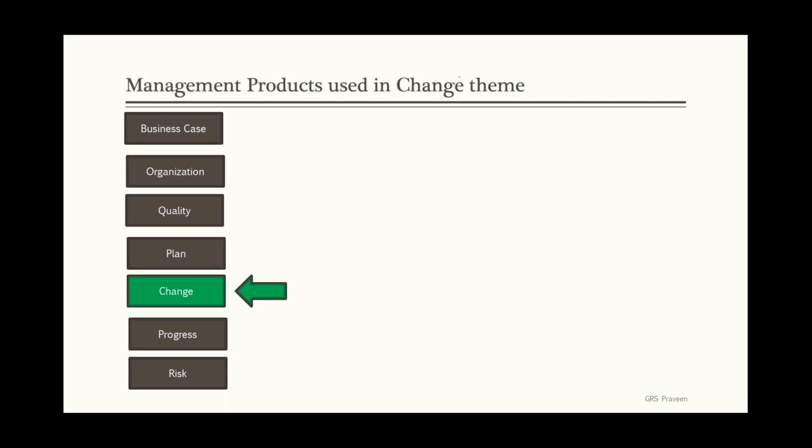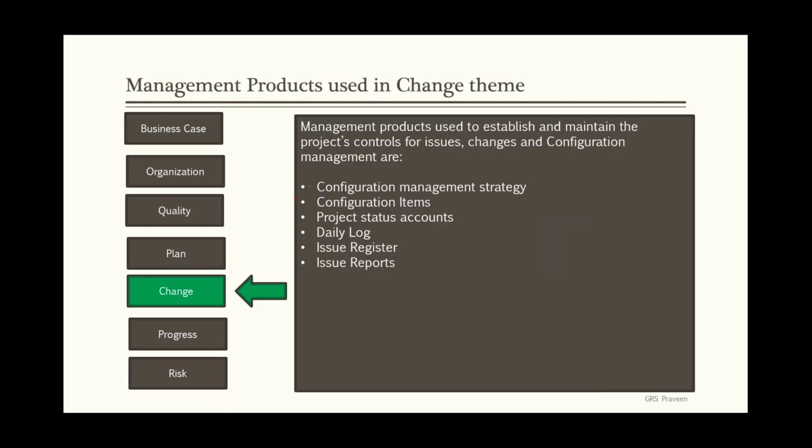Management products related to this: as I said, there are six management products related to the change theme. If you want to map to management products, everything is mapped. Principles are mapped to themes, themes are mapped to processes, and these themes are also mapped to management products. Though we discuss all these things separately, everything is mapped to each other. Tomorrow I'm going to tell you how these things are mapped. It looks like discrete topics, but everything is connected.